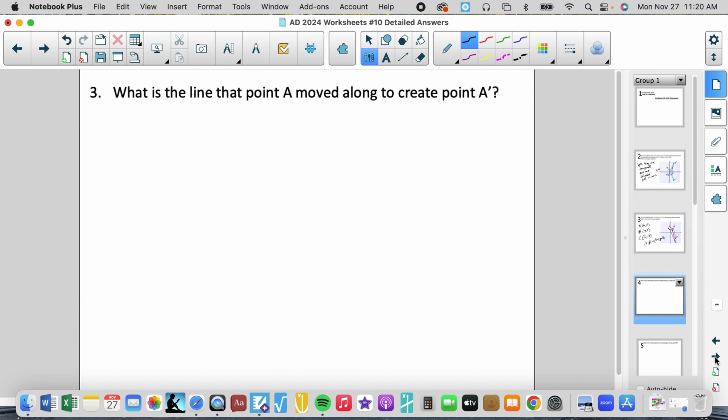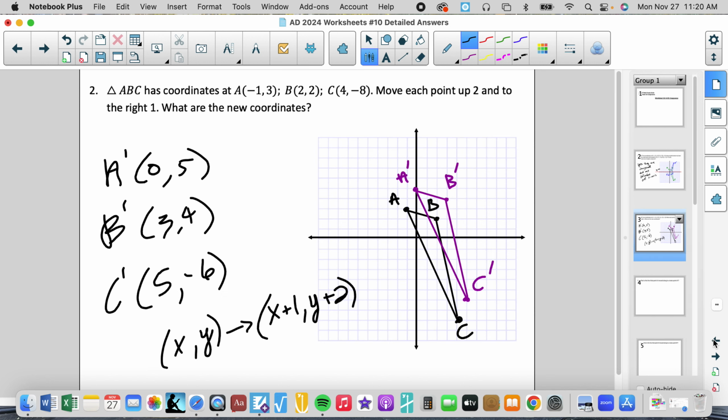What is the line that point A moved along to create point A prime? What is the line that it moved along? So if we create a line, okay, I get it.